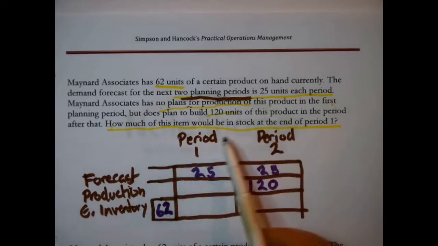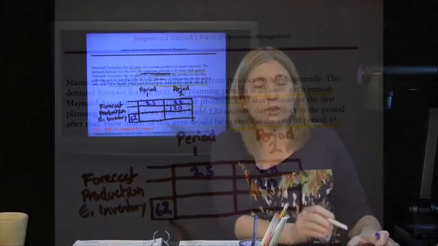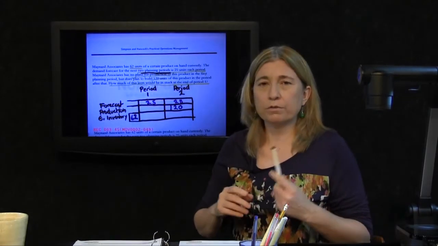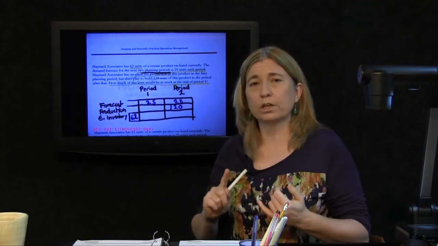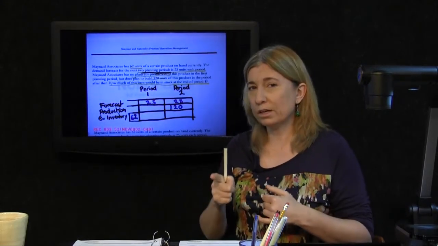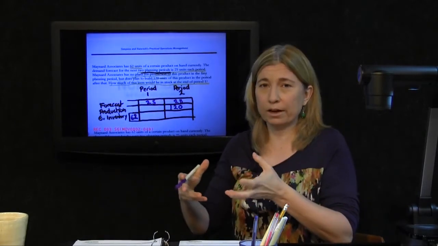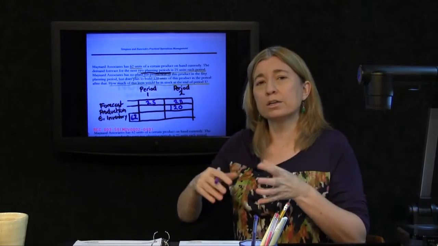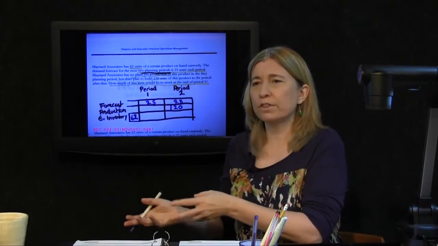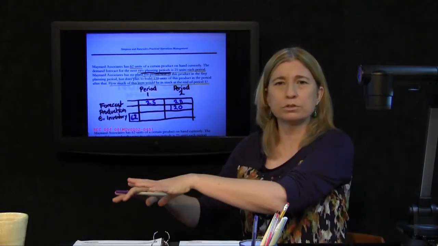How much of this item would be in stock at the end of period 1? It's just inviting us to complete the analysis. What would be the ending inventory? For that, essentially, we need inventory logic. And remember inventory logic: ending inventory equals beginning inventory, what you started with, plus production in that period, what you made, minus demand, what you used. It's just logic. What you have at the end of a period is what you started with, plus any more that you got, minus anything that you used or shipped.